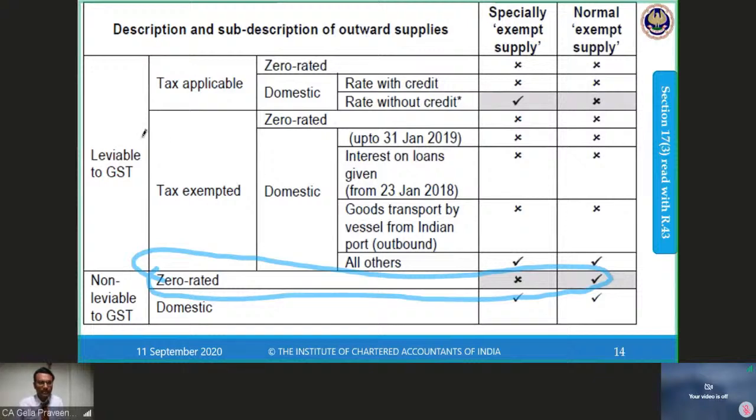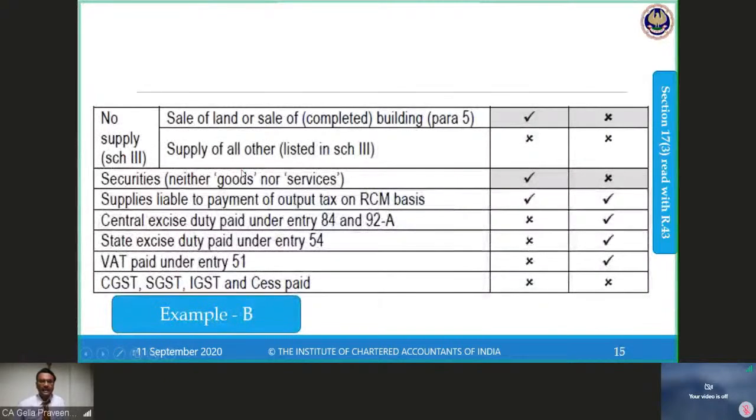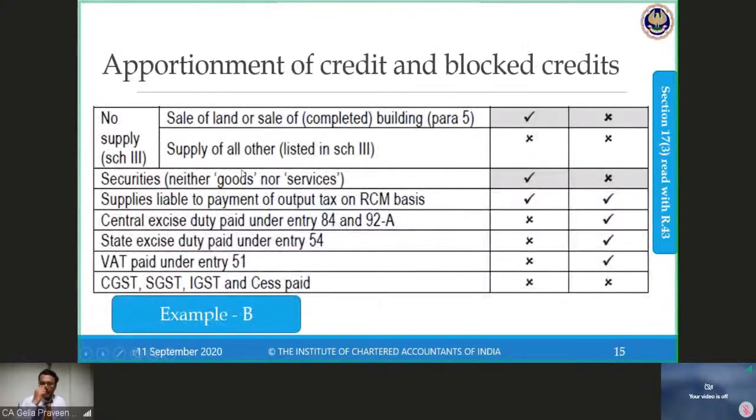Moving on. Next slide. Sale of land we have discussed should be added back. Securities again to be added back. Sale of land reference to guidance value, that is stamp duty. Sale of securities 1% of the sale consideration. Supplies liable to payment of tax on RCM basis. Again, the moment it is covered under 247, it is covered by virtue of 17 subsection 3. The last four entries, central excise, state excise, VAT, GST.